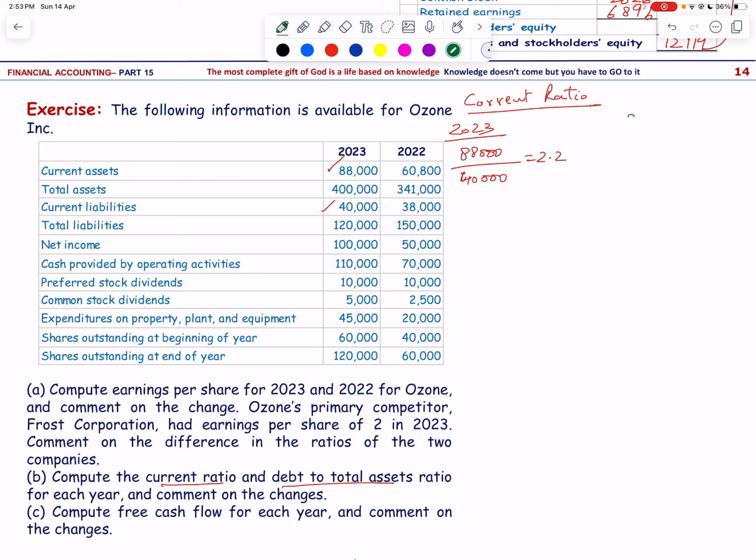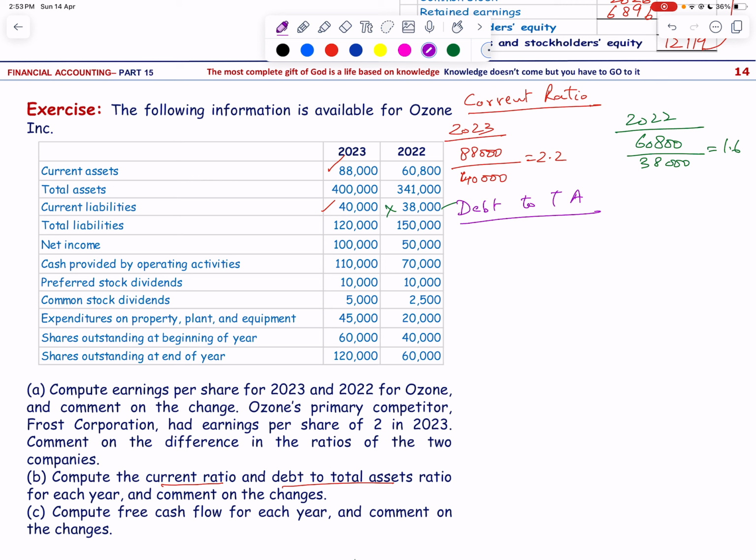For the year 2022, the current assets are 60,800 divided by 38,000, that is equal to 1.6. So these are the two ratios, and obviously you can see that the current ratio has improved. And now debt to total assets, so let us calculate the debt to total assets ratio also.